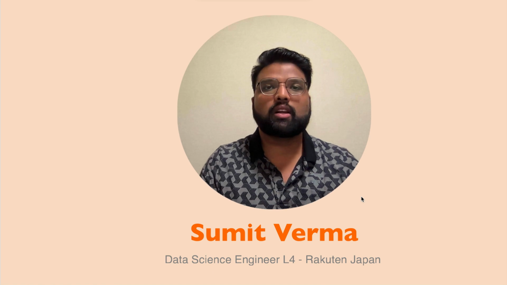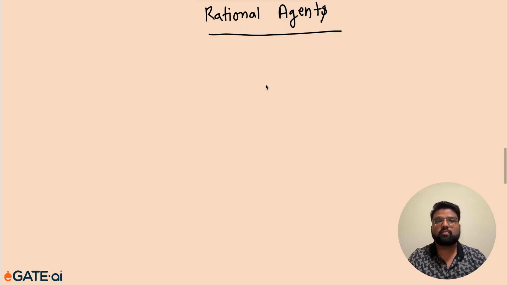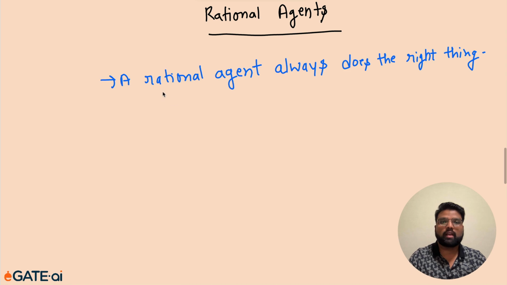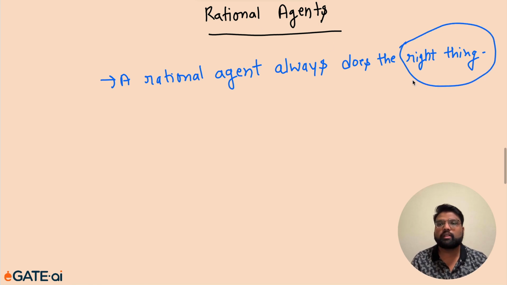In this video, let's talk about rational agents. So what is a rational agent? As I have written it down, a rational agent is an agent which always does the right thing. Okay, so what do we mean by doing the right thing?